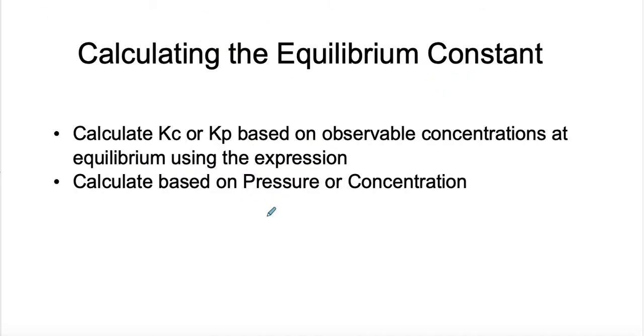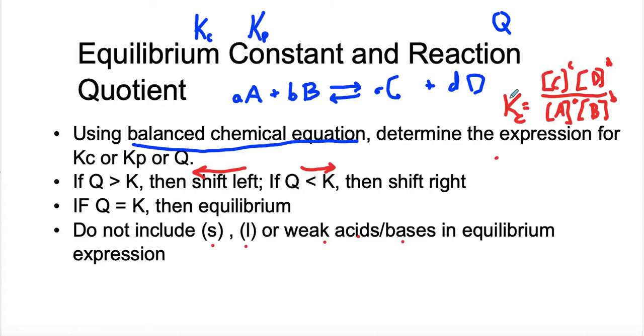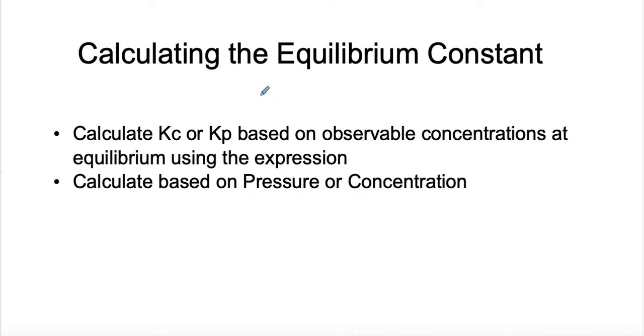So calculating the equilibrium constant, if you know the equilibrium concentrations, then you can calculate that using your equilibrium expression. So you just need to know what the concentrations of your reactants and the concentrations of your products are, plug them into the expression, and you can do that.